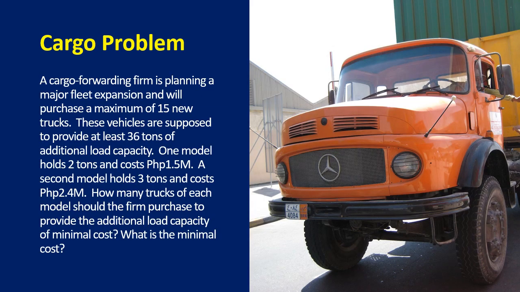Next, try this cargo problem. A cargo forwarding firm is planning a major fleet expansion and will purchase a maximum of 15 new trucks. These vehicles are supposed to provide at least 36 tons of additional load capacity. One model holds 2 tons and costs 1.5 million. A second model holds 3 tons and costs 2.4 million. How many trucks of each model should the firm purchase to provide the additional load capacity at minimal cost? What is the minimal cost?